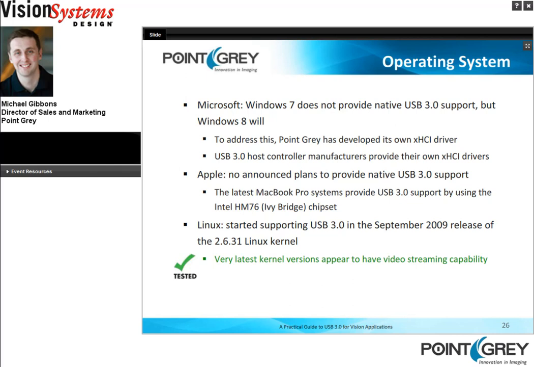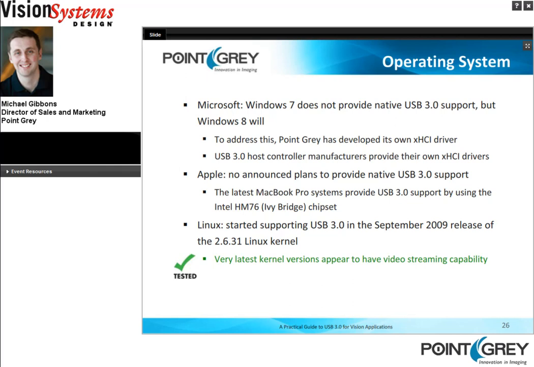Apple, they have not announced plans to provide native USB 3 support. That said, the latest MacBook Pro systems that are available now provide USB 3 support. They actually have 2 USB 3 ports on them, and that's as a result of using the new Intel Ivy Bridge chipset.